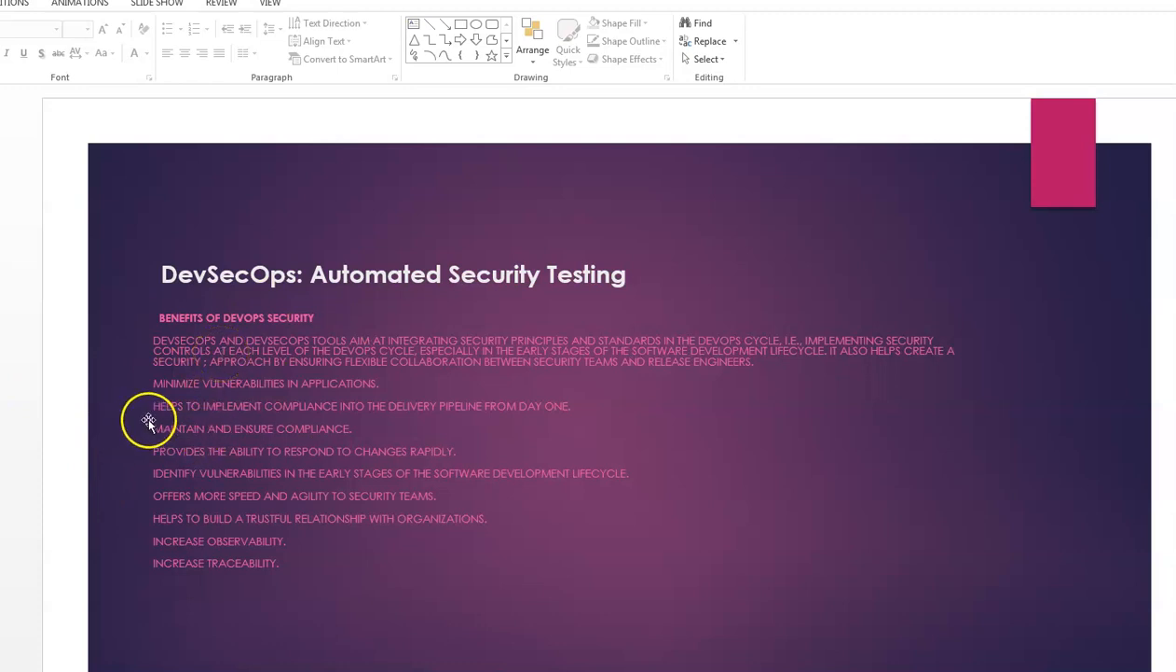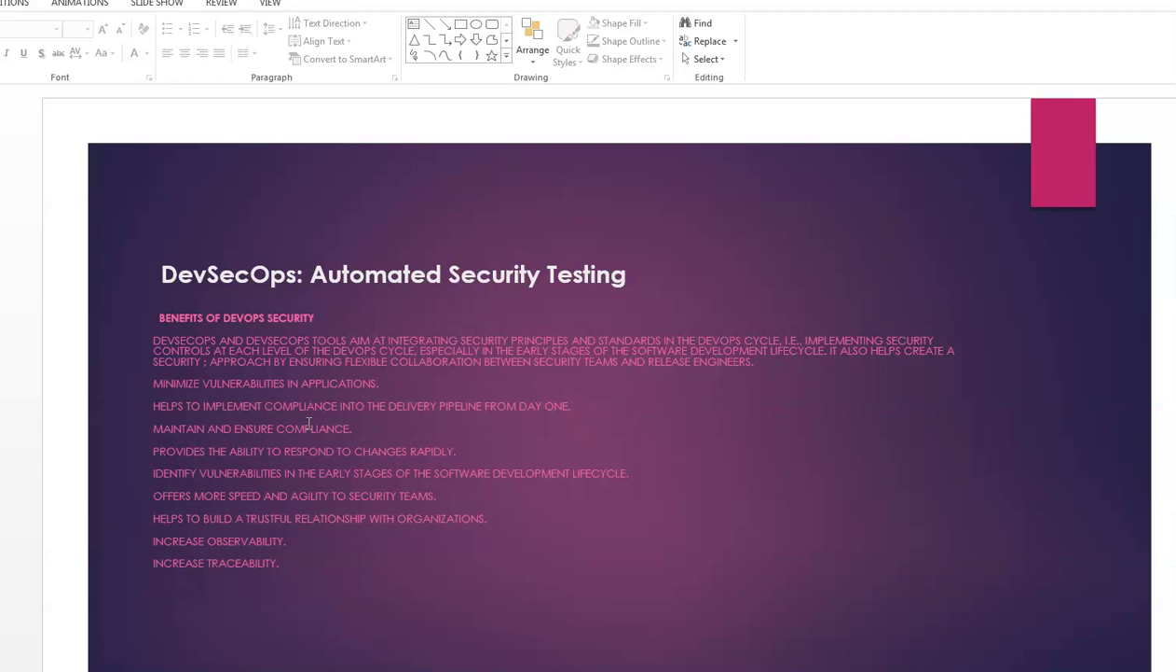It helps to implement the compliances into the delivery pipeline from day one, and it maintains and ensures the compliances. What is compliance? Compliance is a set of rules and policies which company people need to follow in order to make data more secure. It provides the ability to respond to changes very rapidly, and it is used to identify vulnerabilities in the early stages of the software development lifecycle.